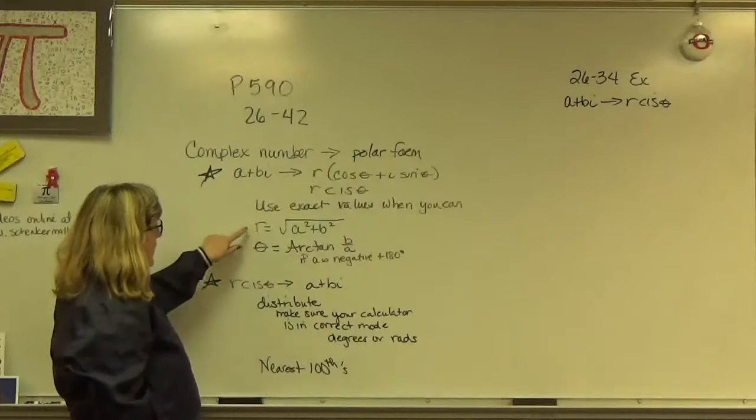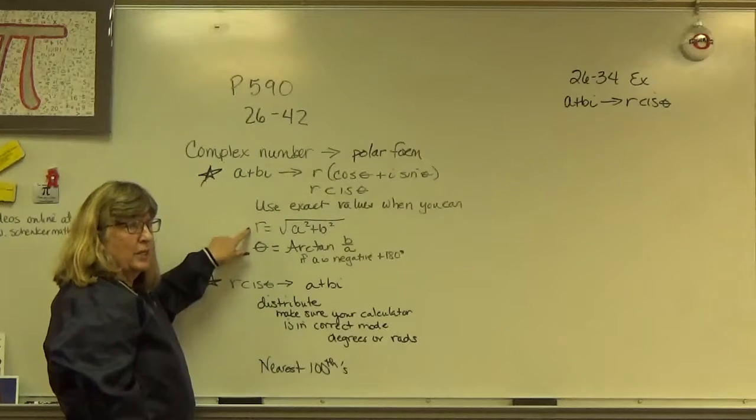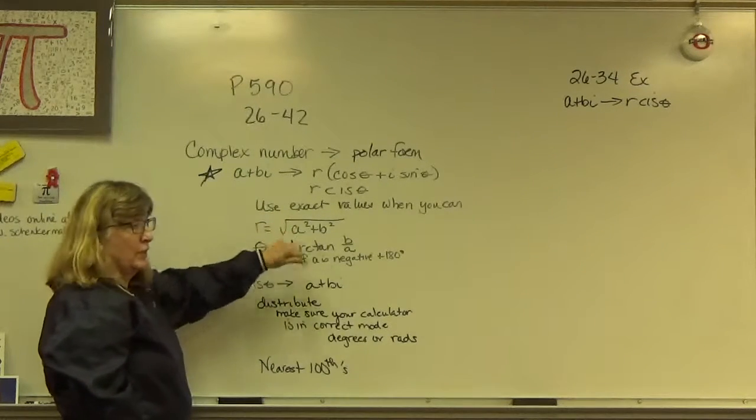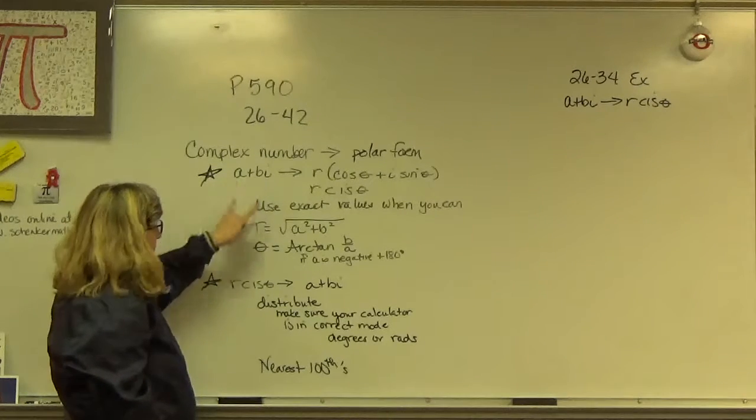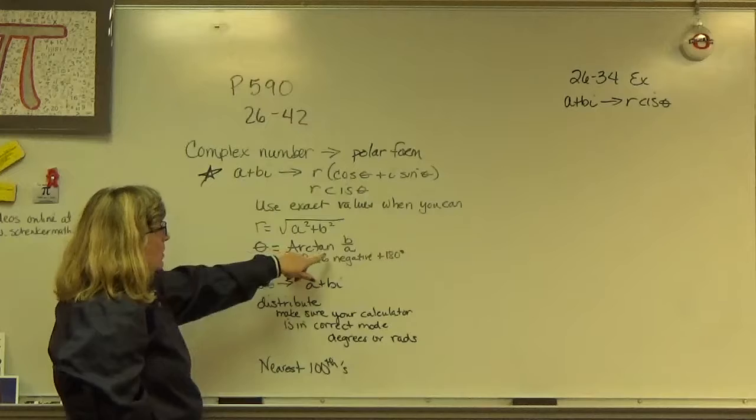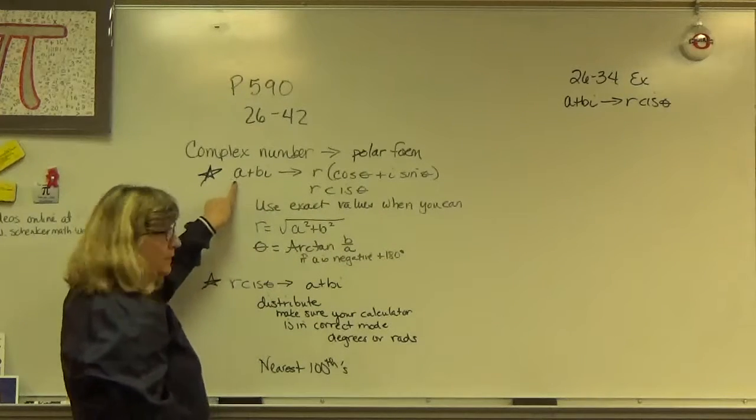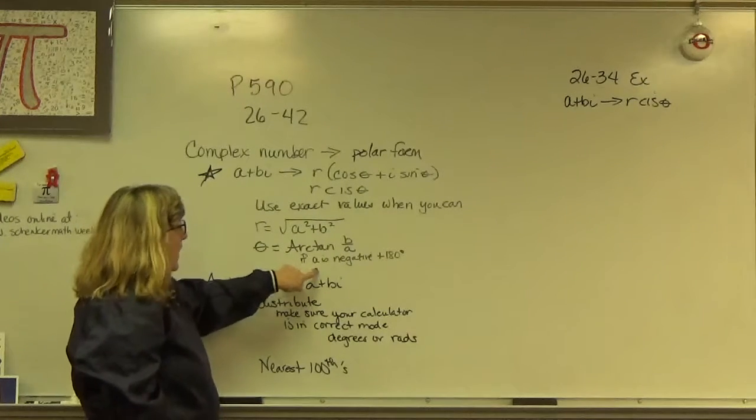The r is found like we did last, I guess it was 3 days ago, where it was the square root of x squared plus y squared, only now it's a and b. It's the same principle though. Theta is found by taking the arctangent of b divided by a. If a is negative, you add 180.